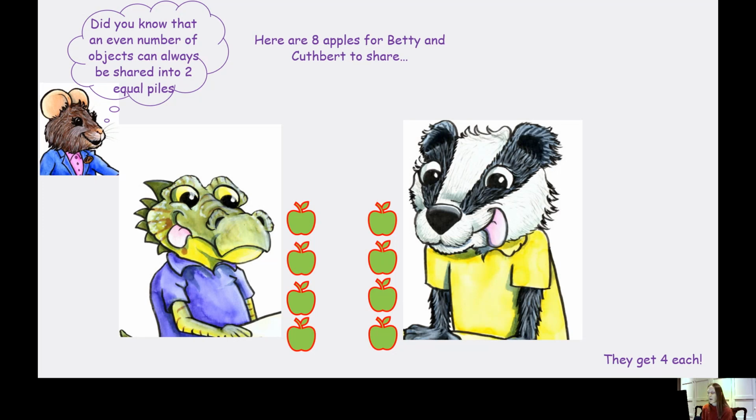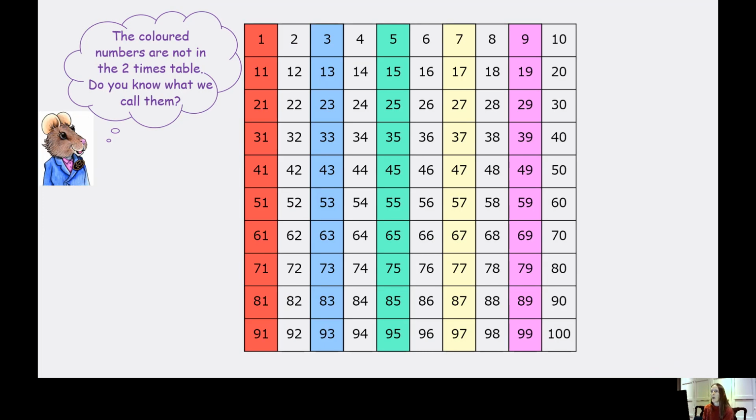Okay, so what we're going to do next is we're going to have a look at all the numbers that we didn't shade in. So remember earlier with our 1 to 100 grid, I asked you to shade all the numbers in the 2 times table. Well, this time we're going to think about the numbers you didn't shade in. So here is a grid. All the numbers that I've coloured in this time, they are the numbers that are not in the 2 times table. And I wonder, do you know what we call these numbers? And again, you might already know, but if you're not sure, here's Maureen.